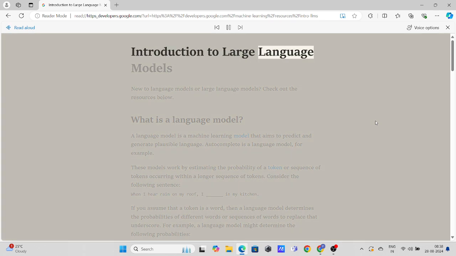Introduction to Large Language Models. New to language models or large language models? Check out the resources below. What is a language model?